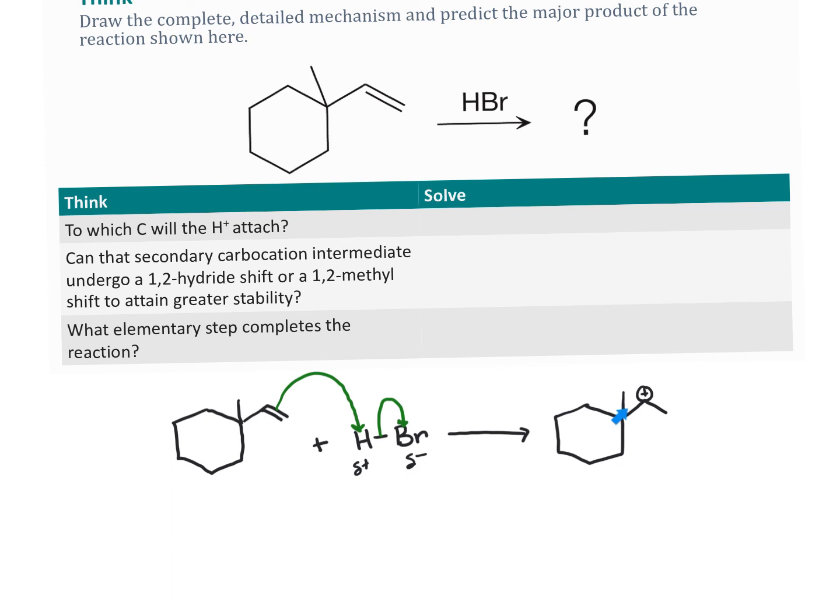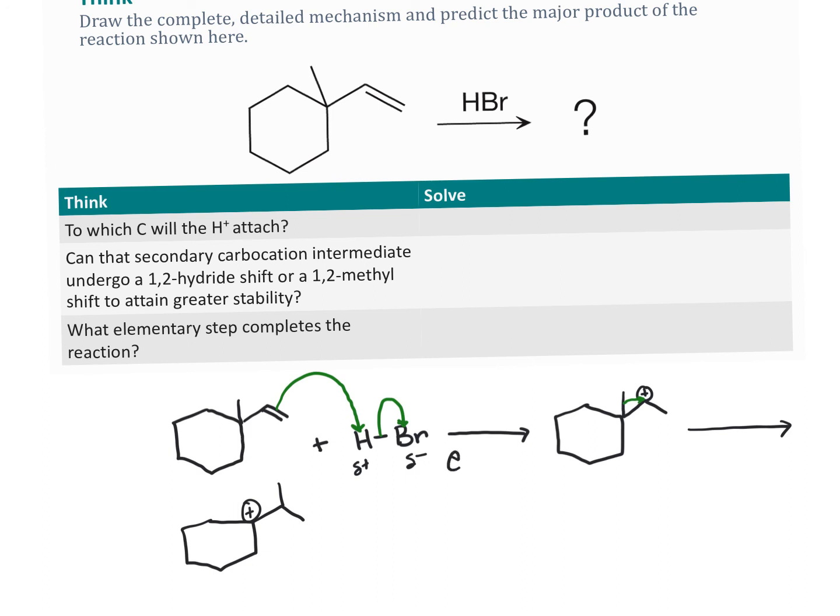So let's look here. We don't have any hydrogens on this sucker here, but what we do have is a methyl group. And that methyl group can shift right on over to that carbon right there. And when it shifts to that carbon right there, we end up with a tertiary carbocation, and that's more stable than a secondary carbocation, right? And so that would be our carbocation.